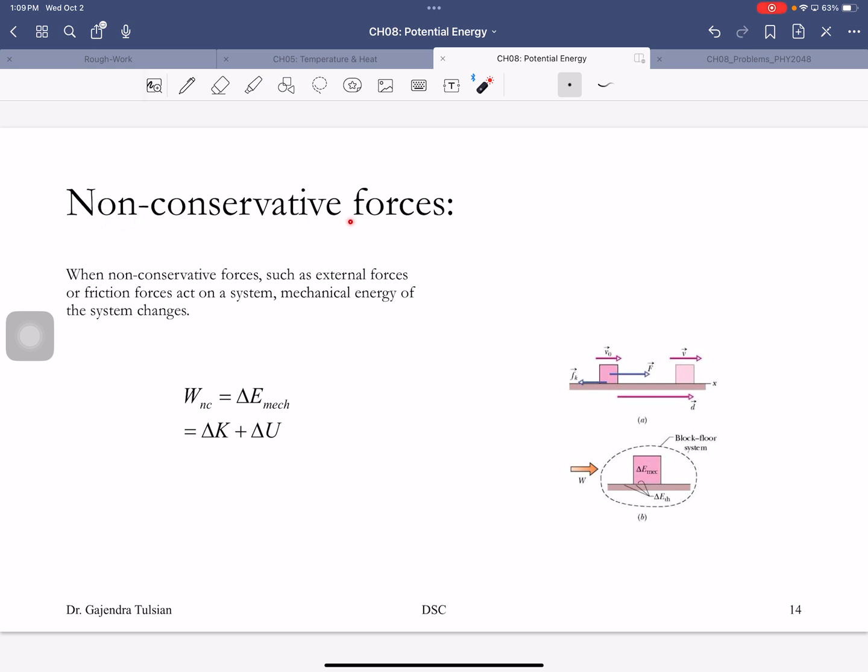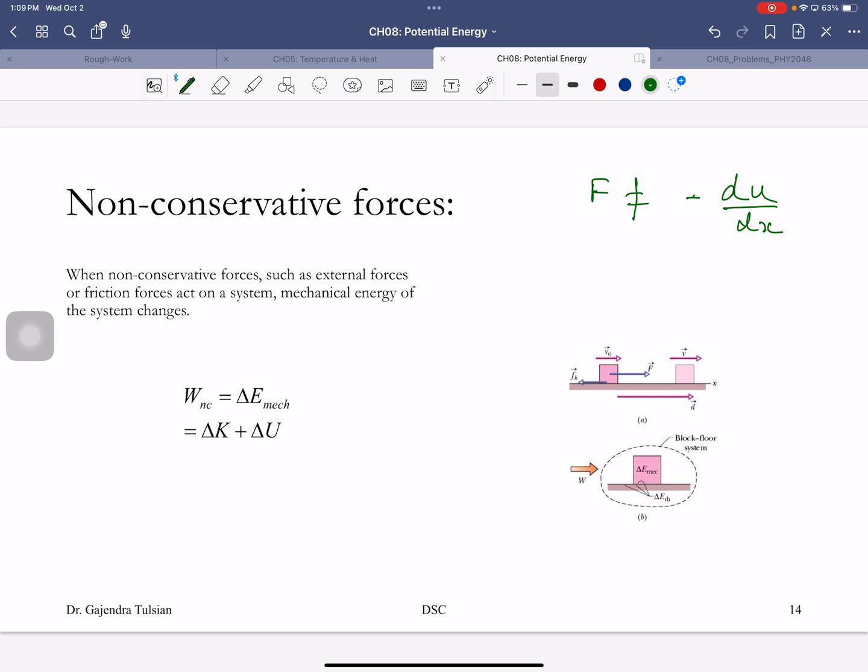So what is a non-conservative force? A force that cannot be written as du by dx. That's a non-conservative force. The work done by such a force is path dependent. Push and friction forces are non-conservative.